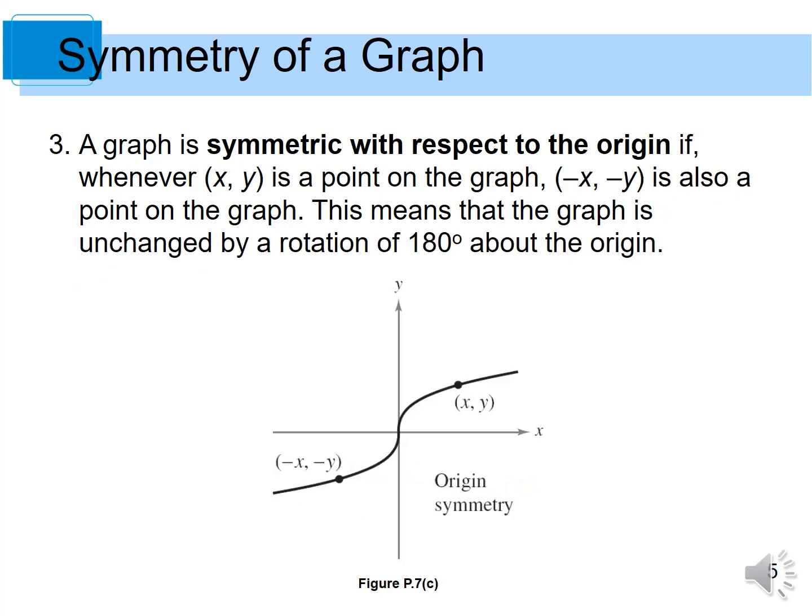And you can treat this x-axis as a mirror. The last type, symmetry with respect to the origin. Let's say you have a point (x, y) here, and the second point (-x, -y), so both are on the same curve. This means that the graph is unchanged by a rotation of 180 degrees about the origin. If you want to move the first point to this point, you need to rotate about 180 degrees.